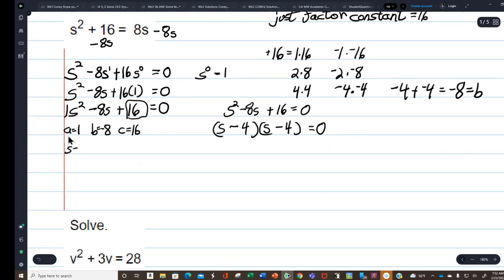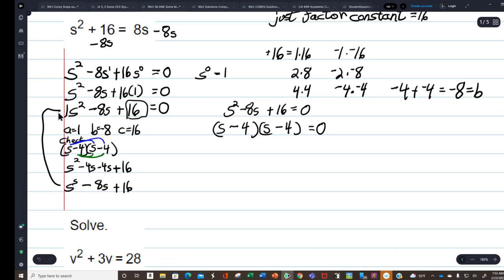Now, let me come over here and make sure I'm right. So here's my check. S minus 4 times S minus 4. And I'll do my little arrows. S times S, S times minus 4, negative 4 times S, negative 4 times negative 4. So that will give me S squared minus 4S minus 4S, plus, now negative 4 times negative 4 is plus 16. So this is S squared minus 8S plus 16, which is what I started with here. So I factored correctly.